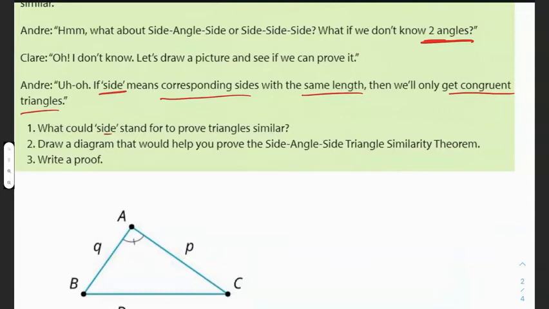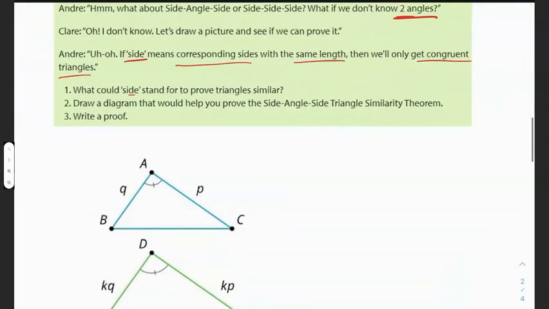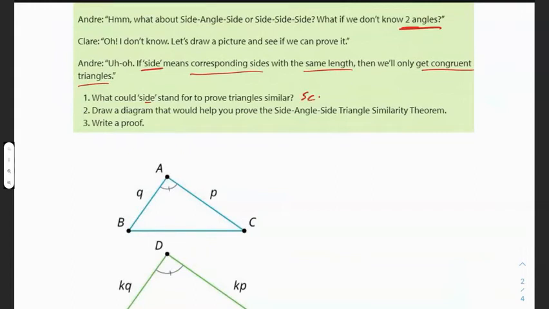Notice how in the drawing down below, the sides are not the same length. So maybe side means a scaled side. It went through some kind of scale factor. It went through a dilation, and that's the scale factor. So maybe that's what the K means.